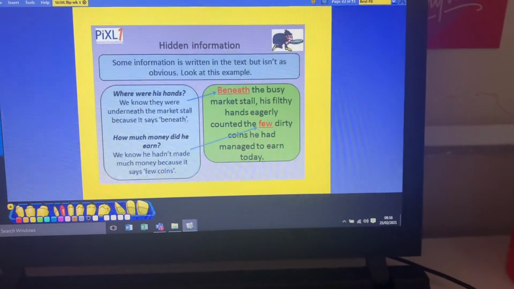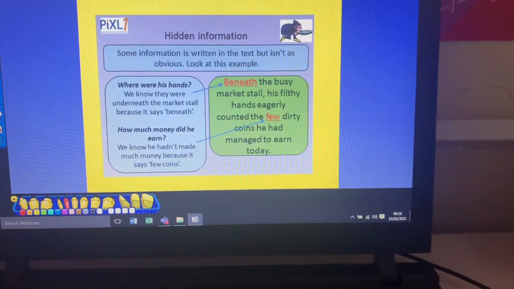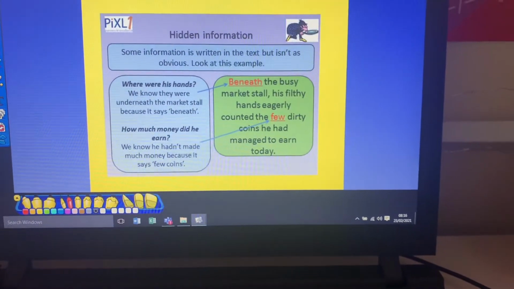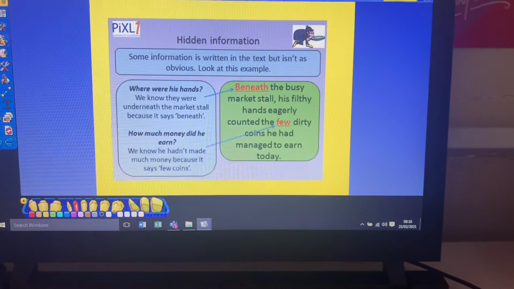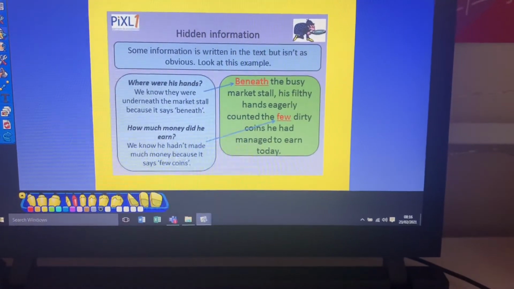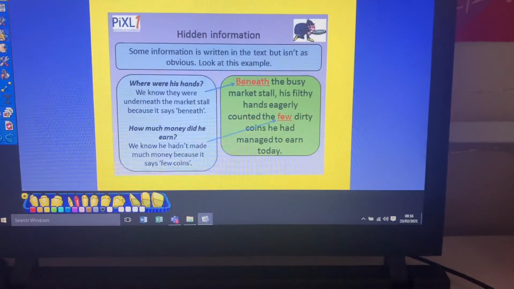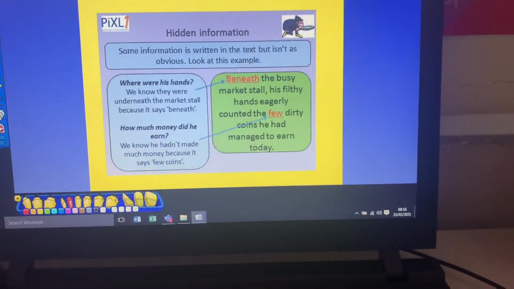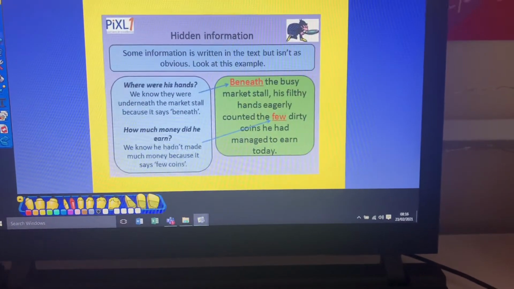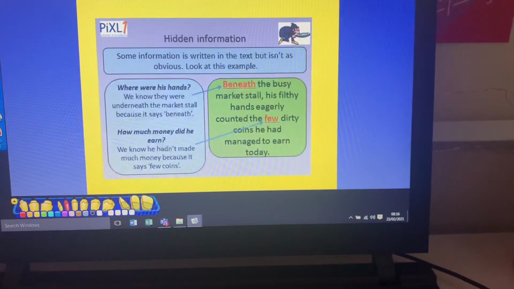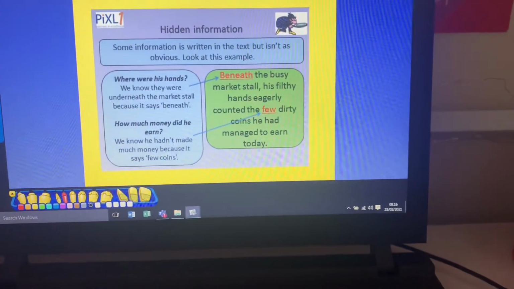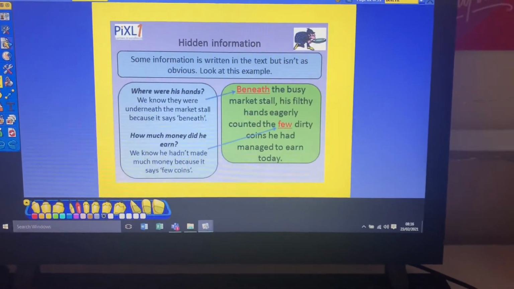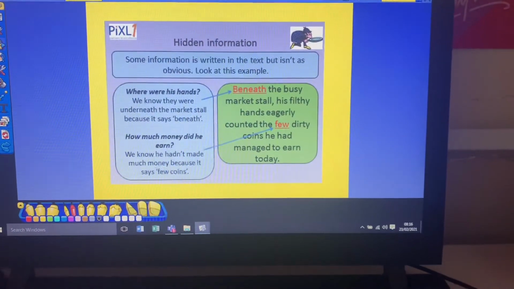Sometimes the information isn't as obvious and we have to find hidden information. So it says beneath the busy market stall. So where were his hands? Well, we know he was underneath the market stall because it says beneath. And if we think about how much money he earned, we knew that he didn't manage to earn much money because it says there were a few coins, which means he didn't have many. So sometimes we have to think about the hidden information we are told.